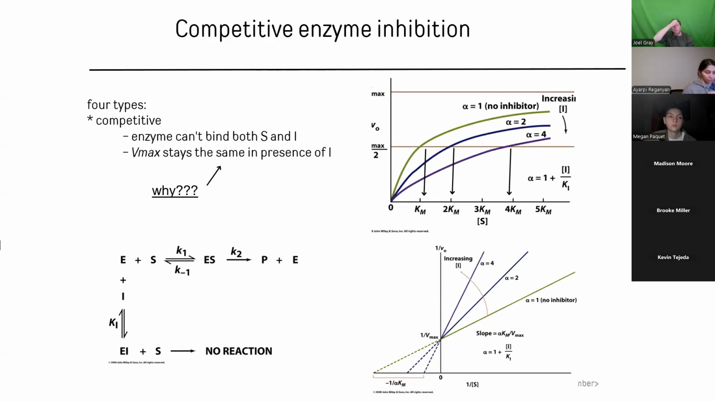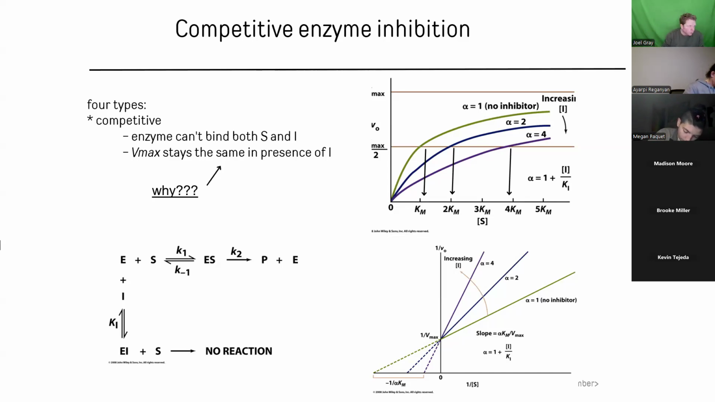So what we've got here are a Michaelis-Menten plot and a Lineweaver-Burk plot that shows how a competitive inhibitor works. What I'm aiming to do today is at least get through competitive inhibition, and then maybe we'll get through non-competitive as well. But what I want to do more than anything is get through competitive inhibition.